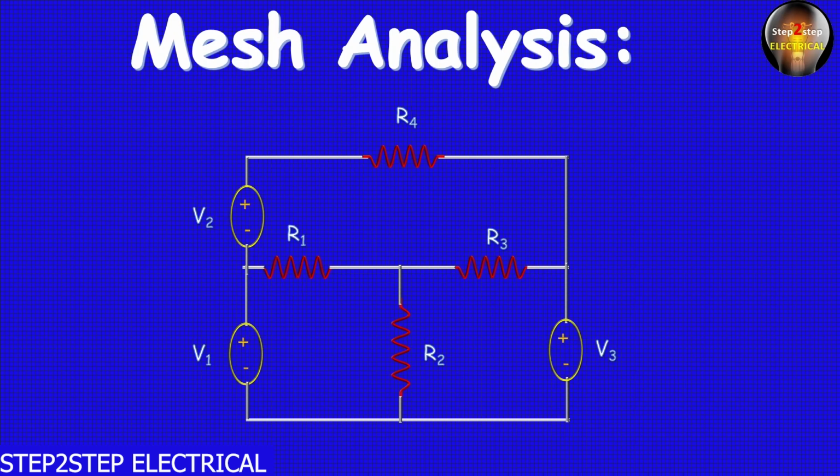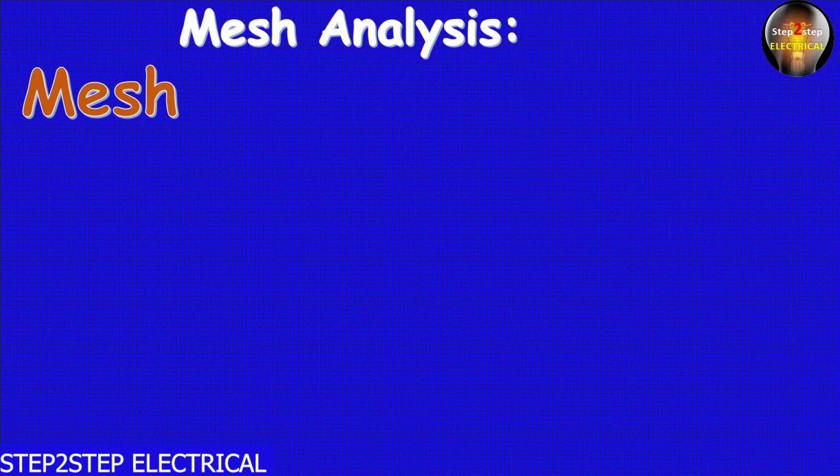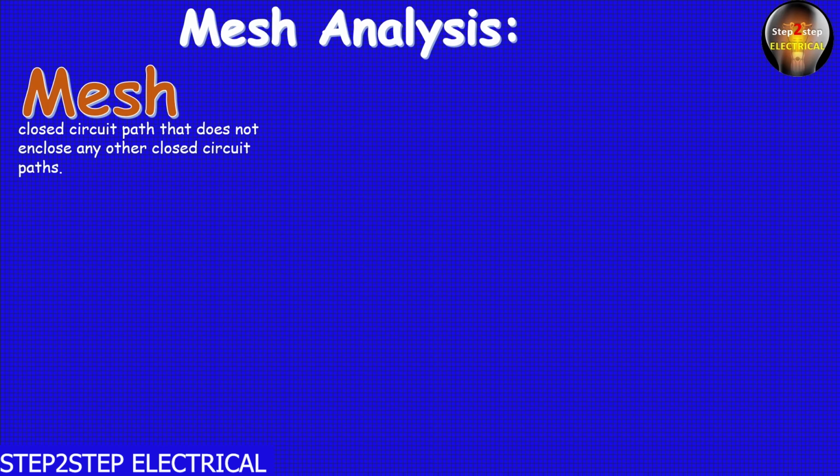So friends, before starting mesh analysis, I would like to clarify two terms. The first term is mesh. So what is a mesh? A mesh is just a closed circuit path that does not enclose any other closed circuit path. For this we will see a figure. As you can see in this figure, this is a circuit where there is no other circuit inside it. It means it is a mesh. According to this definition, mesh is a closed circuit path where there is no other closed circuit path inside the mesh.